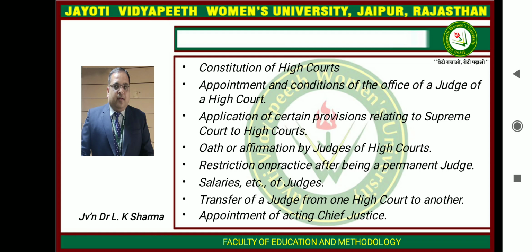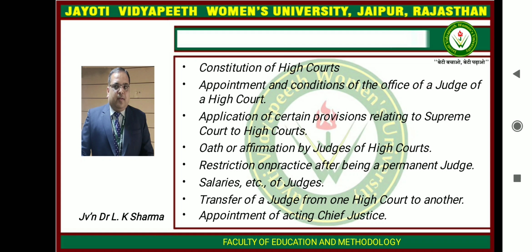Constitution of High Courts. Article 216. Every High Court shall consist of a Chief Justice and other judges, as the President may from time to time deem it necessary to appoint. Appointment and conditions of office of the judges of the High Court. Every judge of the High Court shall be appointed by the President by warrant under his hand and seal after consultation with the Chief Justice of India, the Governor of the State, and in the case of appointment of judges other than the Chief Justice of the High Court, the Chief Justice of the High Court, and shall hold office, in the case of an additional or acting judge, as provided in Article 224, or in any other case, until he attains the age of 62 years.